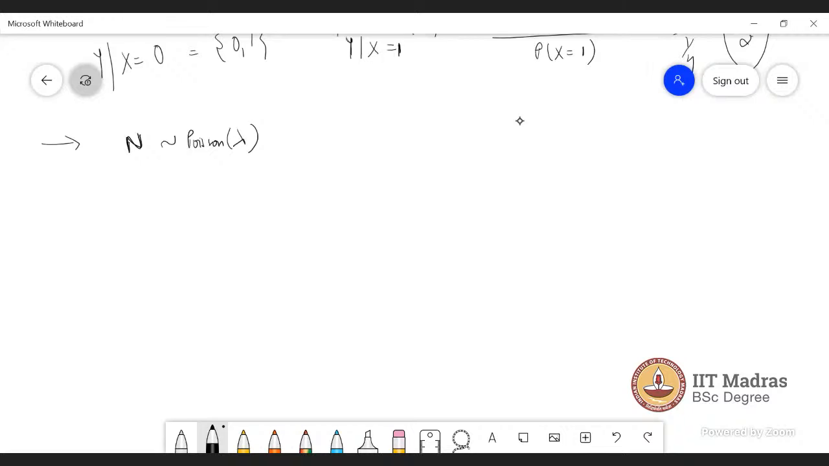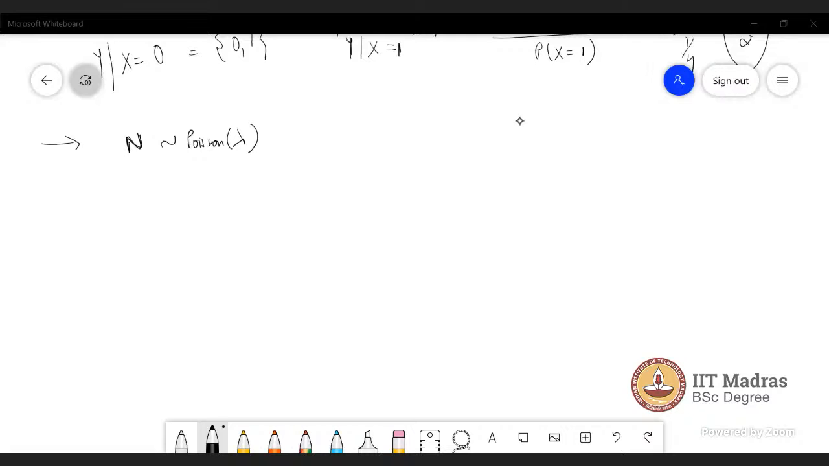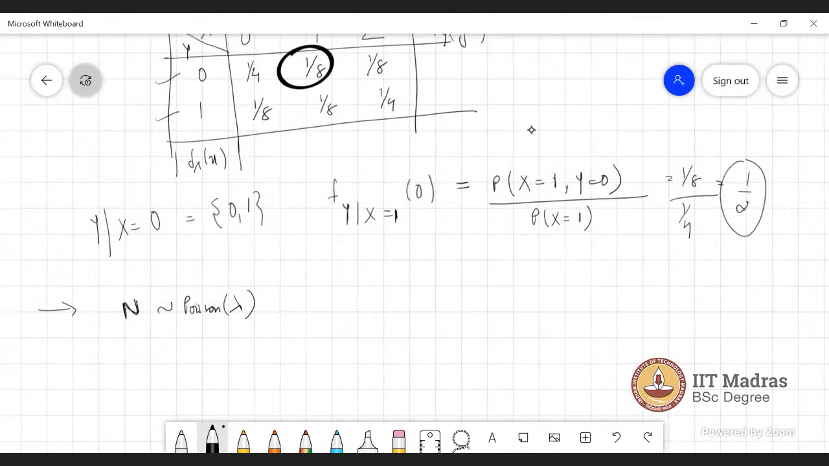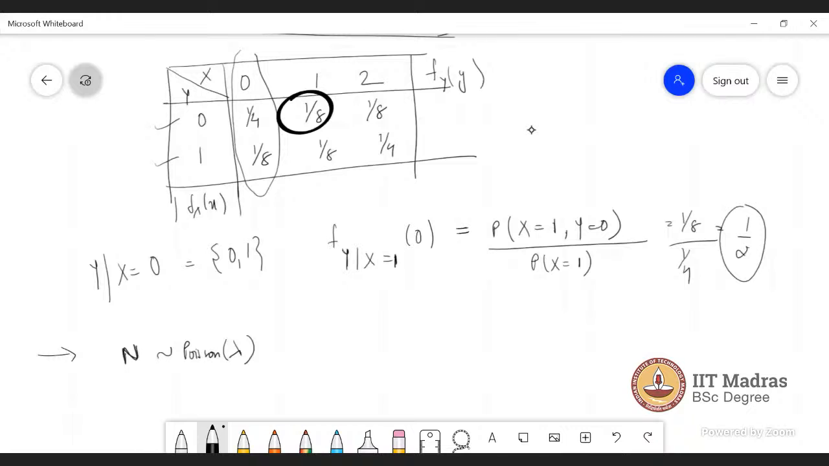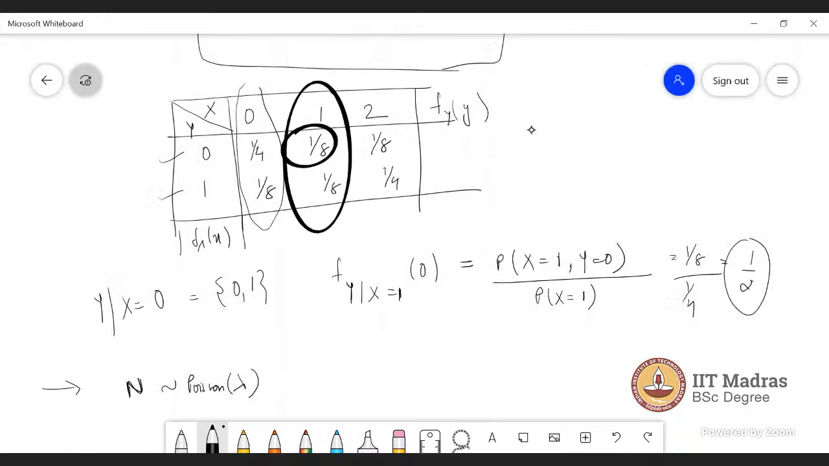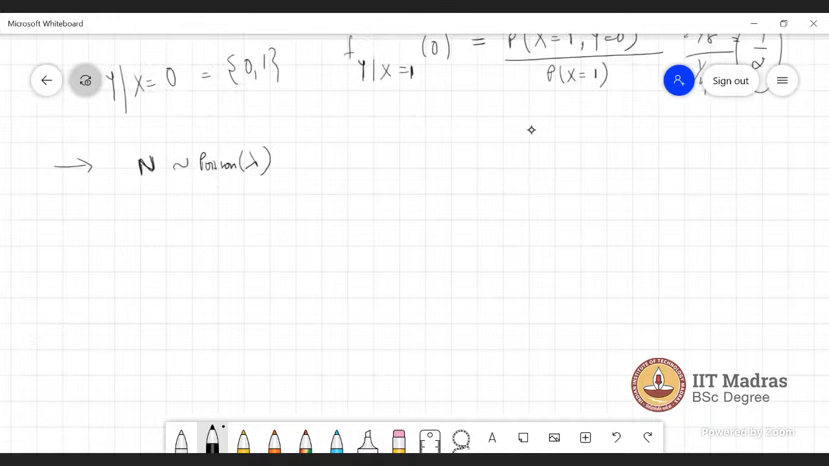Yeah, tell. Y given x equals 1, then why does y take value only 0, not 1? Y is taking the value 0, 1 if x equals 0. If x equals 1, in that case also it is taking the value 0, 1. You can see, right? For x equals 1, y is also taking the value 0, 1. Right? Yes, ma'am. Yeah. So let's see this topic.